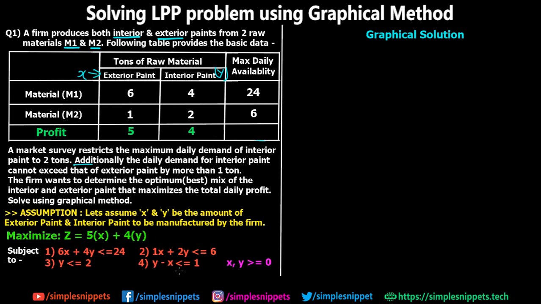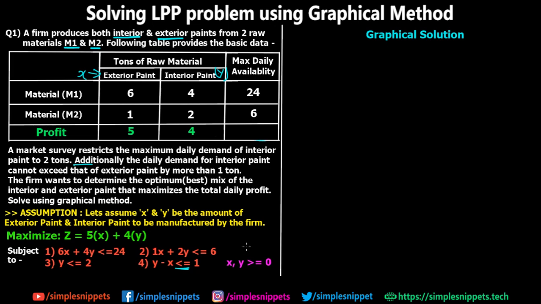So the difference between the two cannot be more than 1. So it has to be less than equal to 1. So this is the fourth condition. And ultimately, of course, X and Y are going to be greater than equal to 0 because they are quantities. They cannot be negative. We cannot make minus 5 tons of exterior paint. That doesn't make sense. So that's why X and Y is greater than equal to 0.